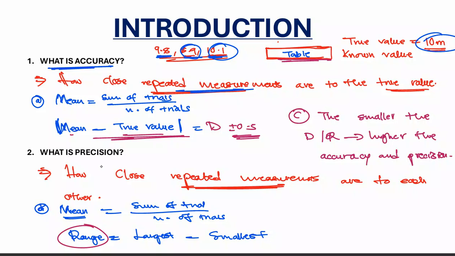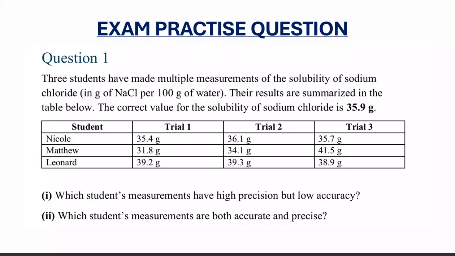Even the same for precision. If the range, after subtracting the smallest and the largest number, is very small, you're going to find that the smaller the range, the higher the precision. Okay, so let's try to understand it through the question.